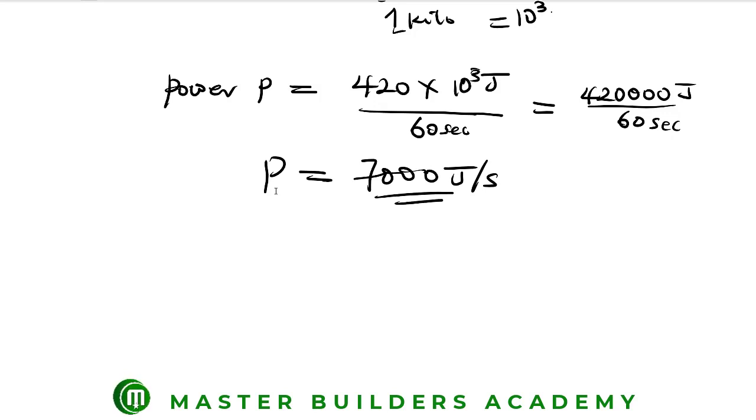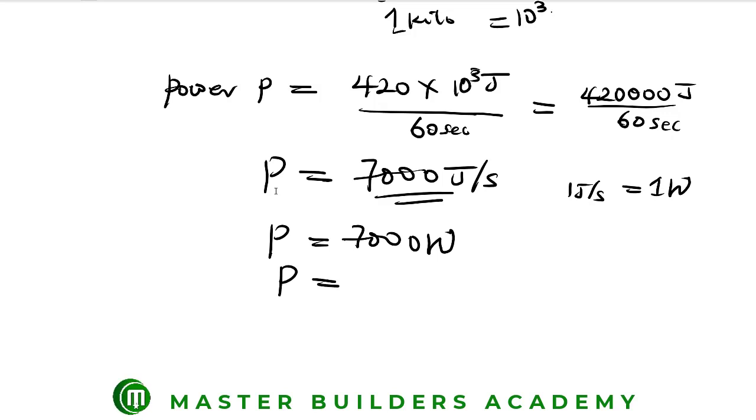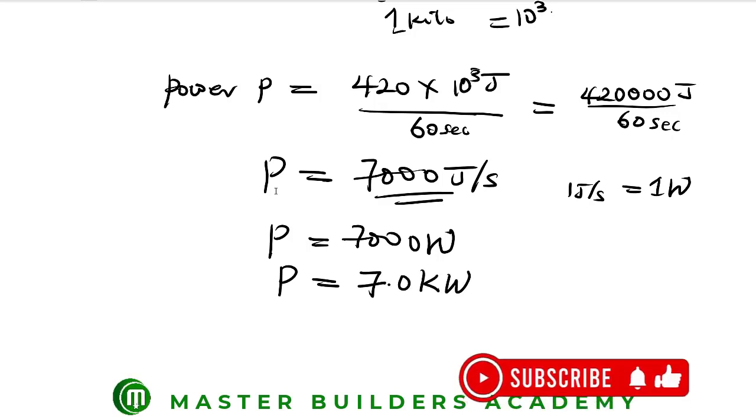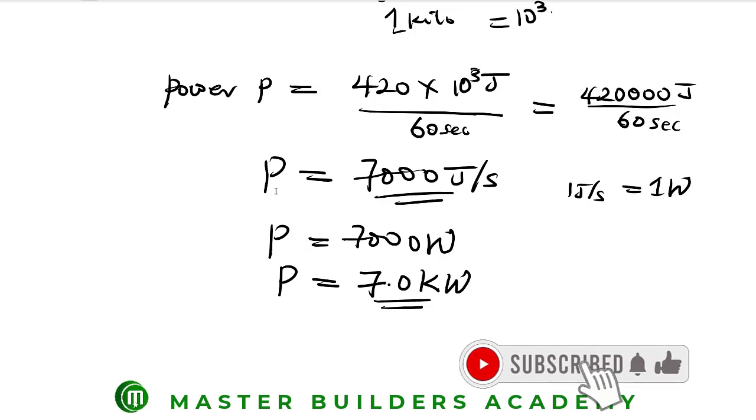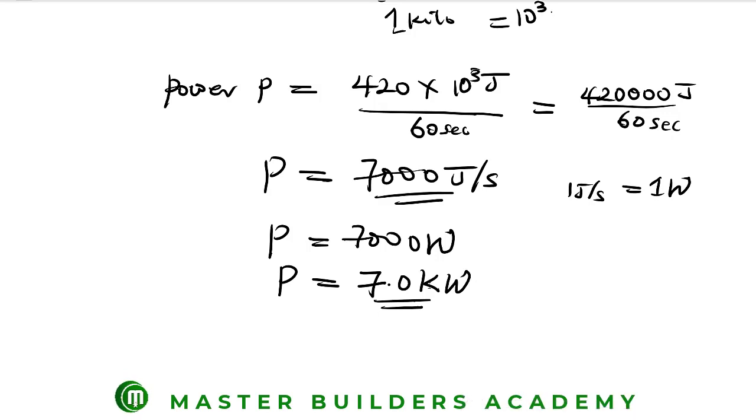Now, it is very, very easy for us to convert this to watt, right? And then we understand that 1 joule per second is equal to 1 watt. So this is equivalent to 7,000 watts. As simple as this. Then we can convert this to kilo. Divide this by 1,000. This will give us 7.0 kilowatt. We have gotten the value in kilowatt, but not yet in horsepower.